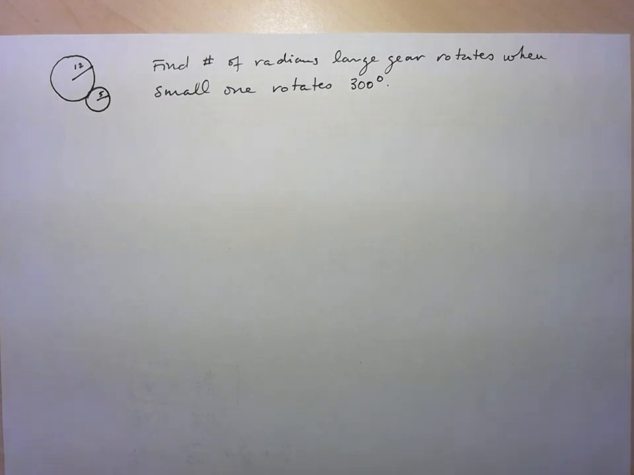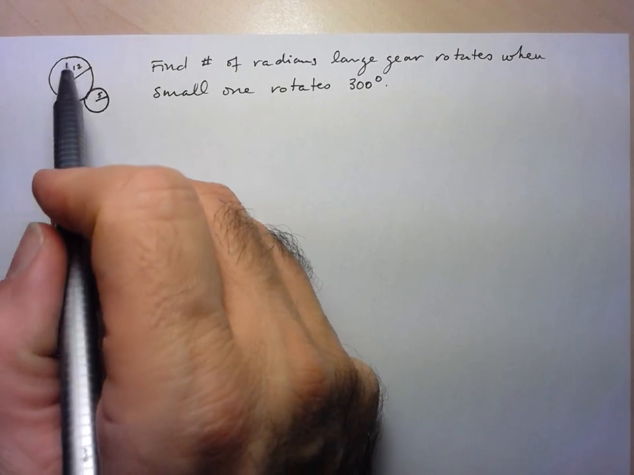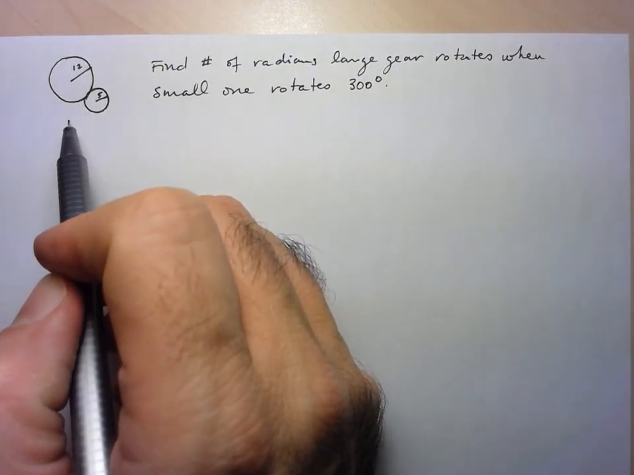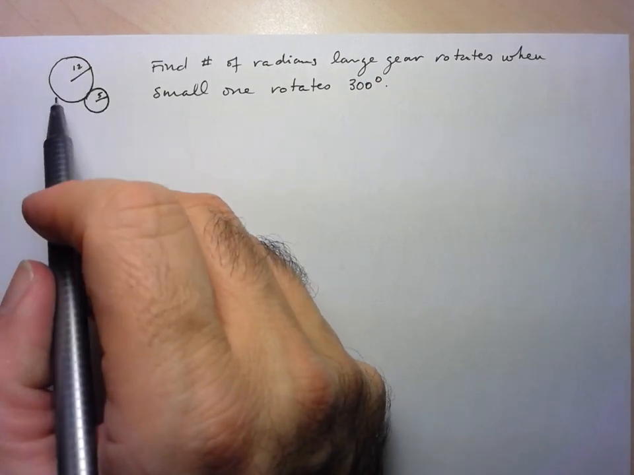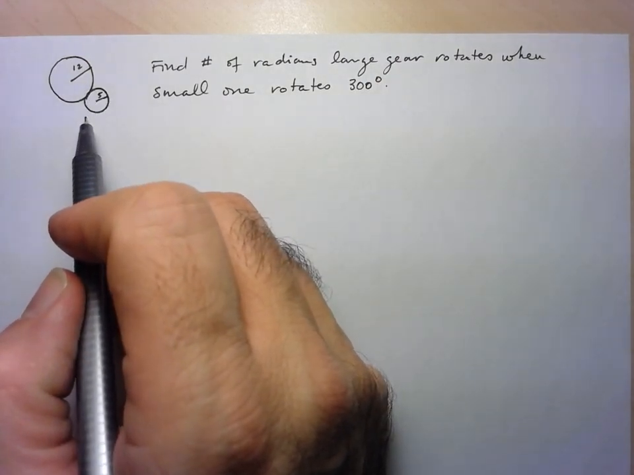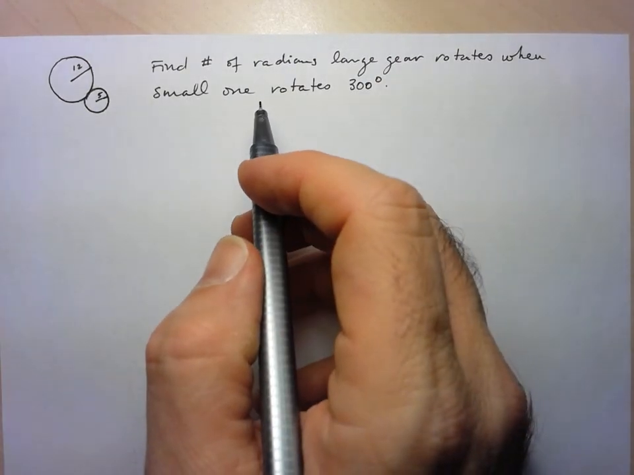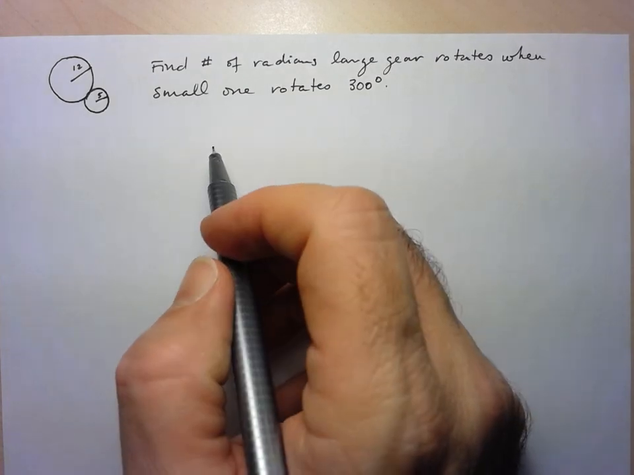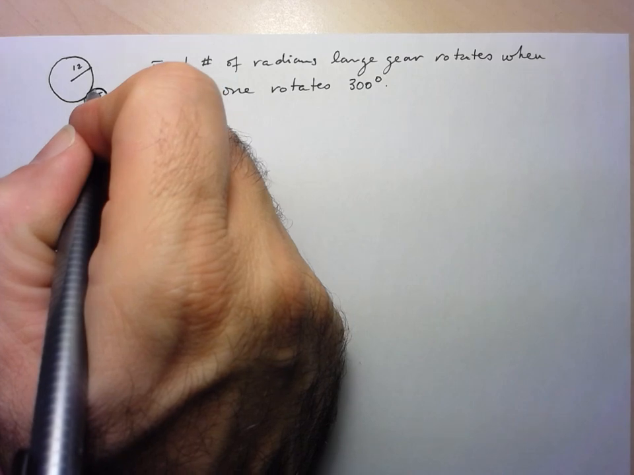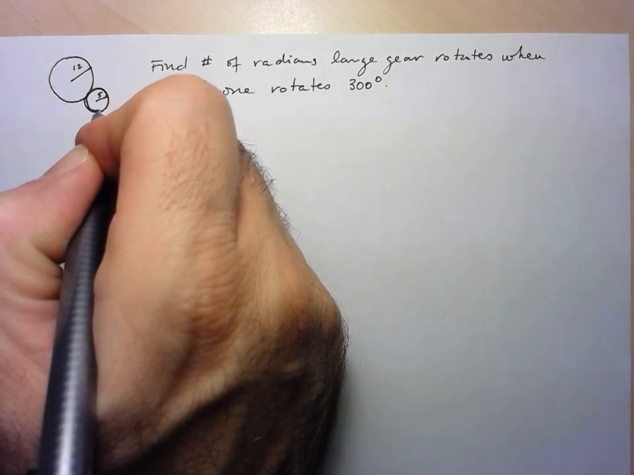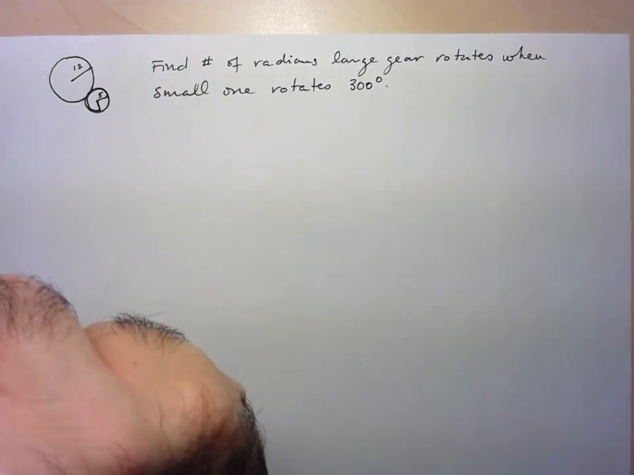Hi folks, we're going to take a look at this question from the assignment. So here we've got two gears that are turning. I didn't quite draw it as nicely as the sheet has it, but two gears that are turning. They give us some information as to how the small one rotates. They're telling us that the small one rotates 300 degrees. So say it rotates that amount.